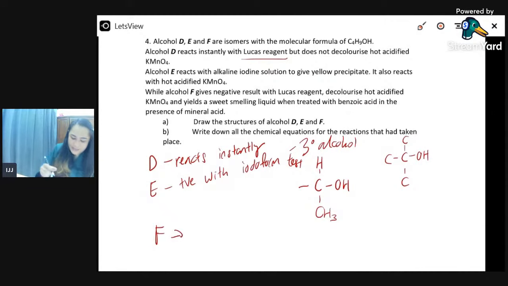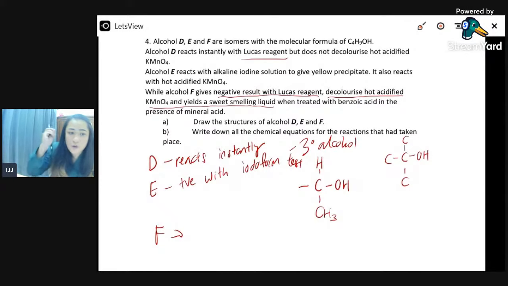F gives a negative result with Lucas reagent, decolorizes hot acidified KMnO4 and yields a sweet smelling liquid when treated with benzoic acid in the presence of mineral acid. So, F gives a negative result. Actually in this question there is a slight problem. Actually it does not give a negative result with Lucas reagent. It is a primary alcohol. Actually, it will show a reaction, but it is slow. A primary alcohol is indeed slow to show a reaction towards Lucas reagent.